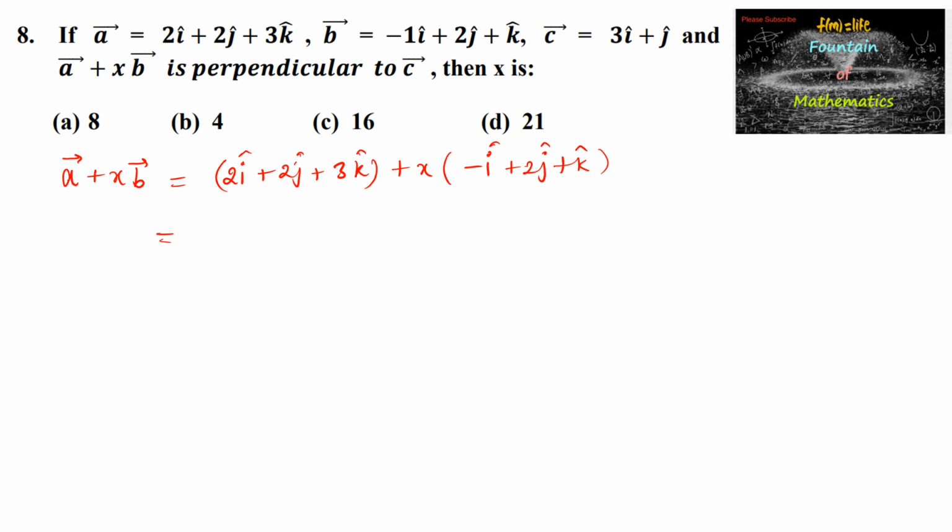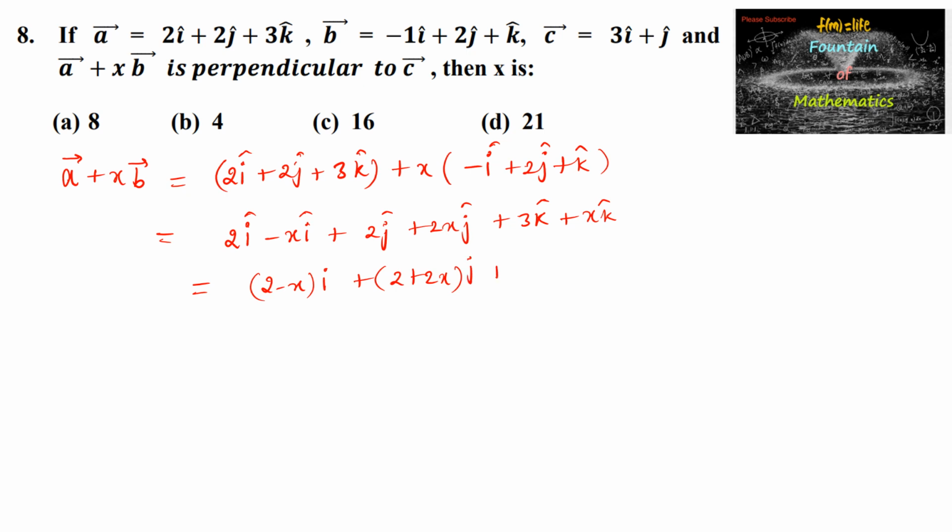We can simplify and write here 2i minus xi, 2j plus 2xj, 3k plus xk, which is equal to (2 minus x) i plus (2 plus 2x) j plus (3 plus x) k cap.